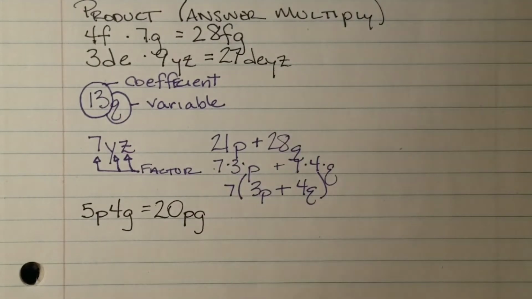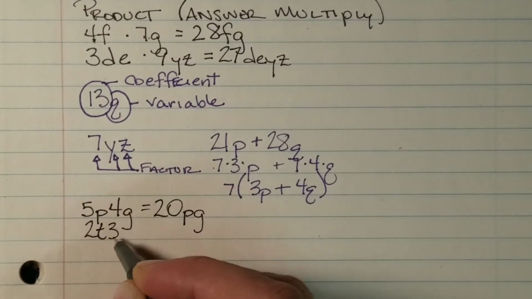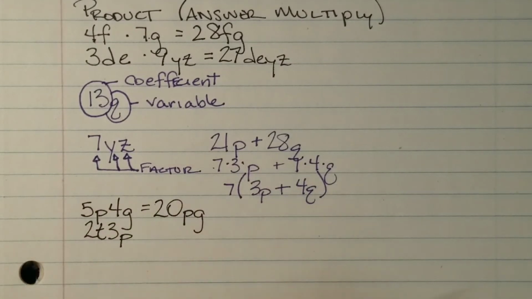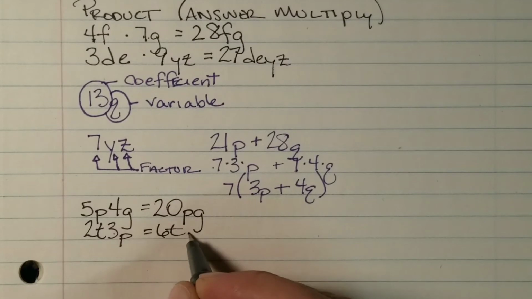Okay, let's try another one. How about 2 times t times 3 times p? Two times t times 3 times p. And then combine coefficients. 2 times 3 is 6. T, P.